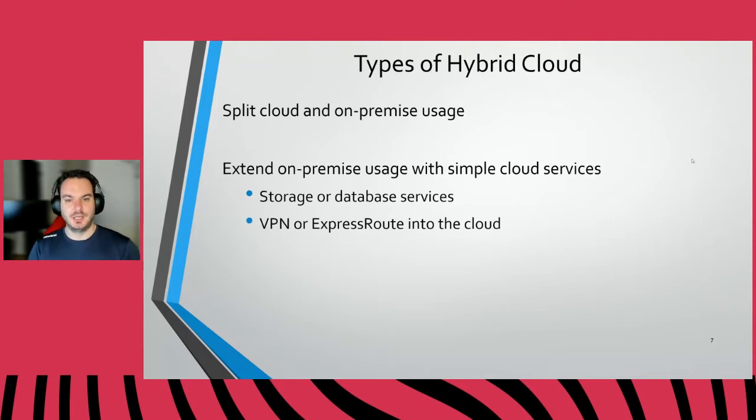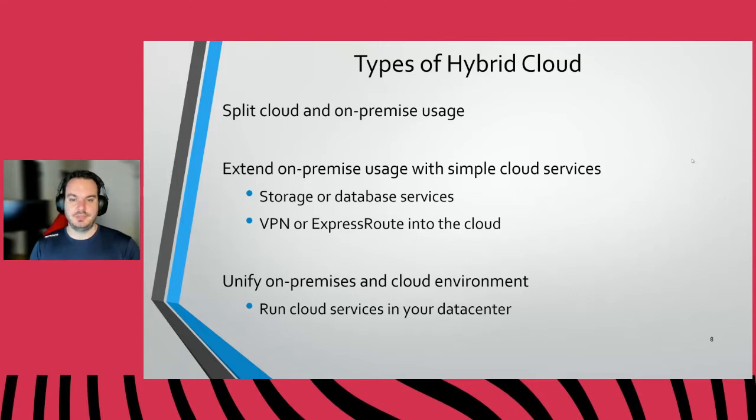The next one is when you already use on-premise, but you extend it to the cloud. This could be, for example, for simple services. So your on-premise application uses a storage account or a database in the cloud. And also what's often done is a connection between on-premise and the cloud using a VPN connection or an Express Route. Express Route is a private connection from your on-premise data center to the cloud. And this allows you to have a low latency connection. And as said, a private connection, you don't have to encrypt the data because it doesn't go out to the internet.